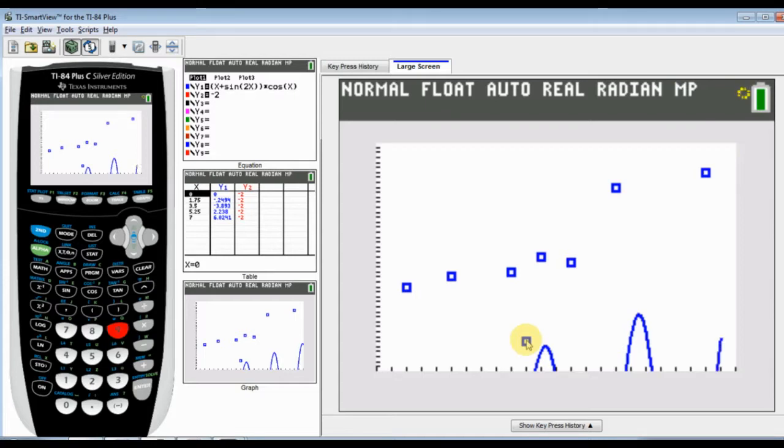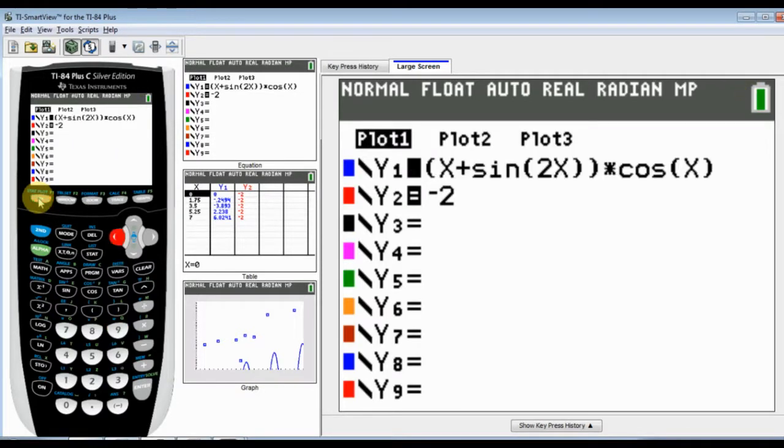What? What? Calculus. Calculus. It's calculus.